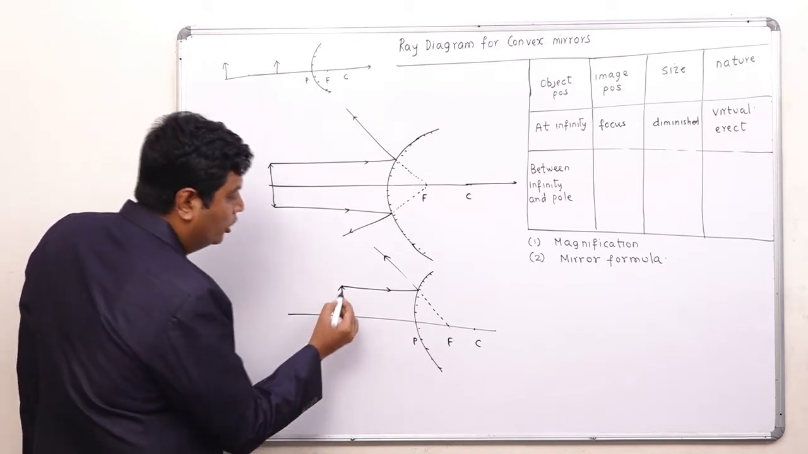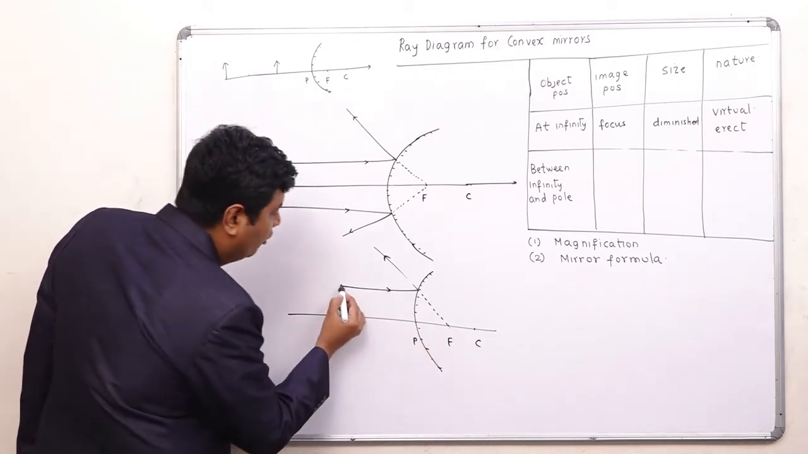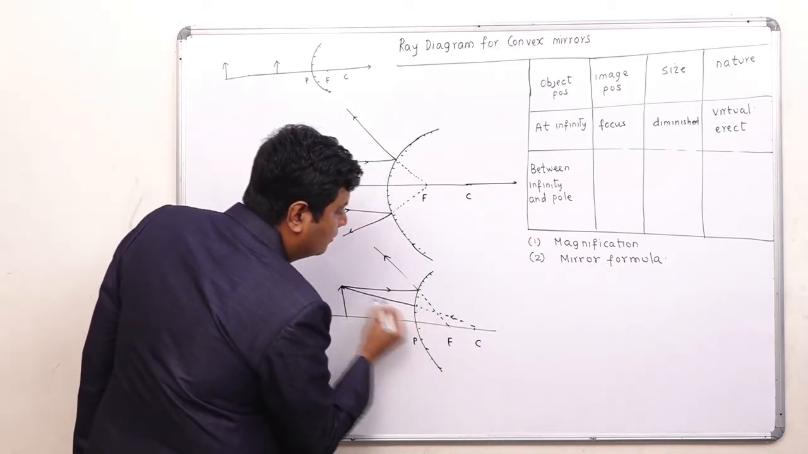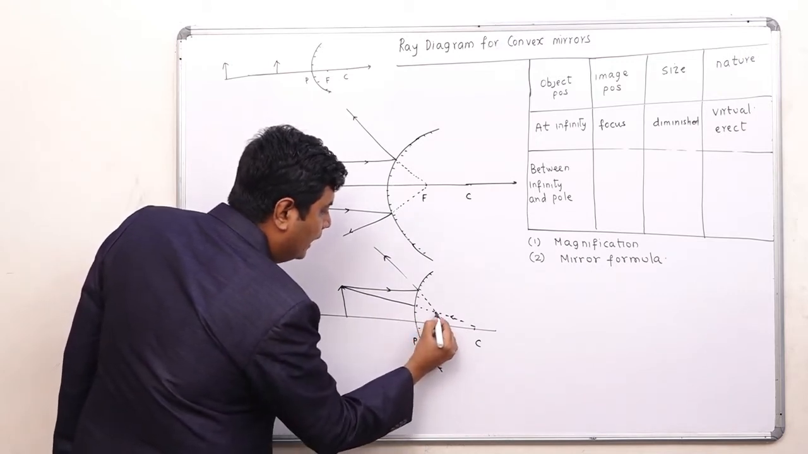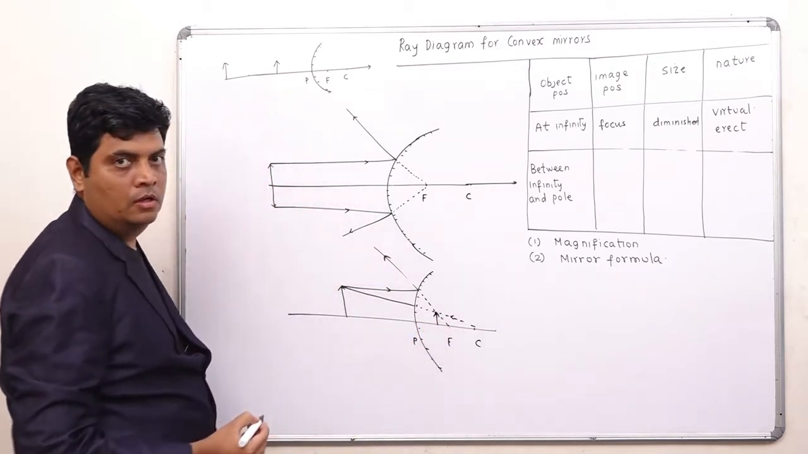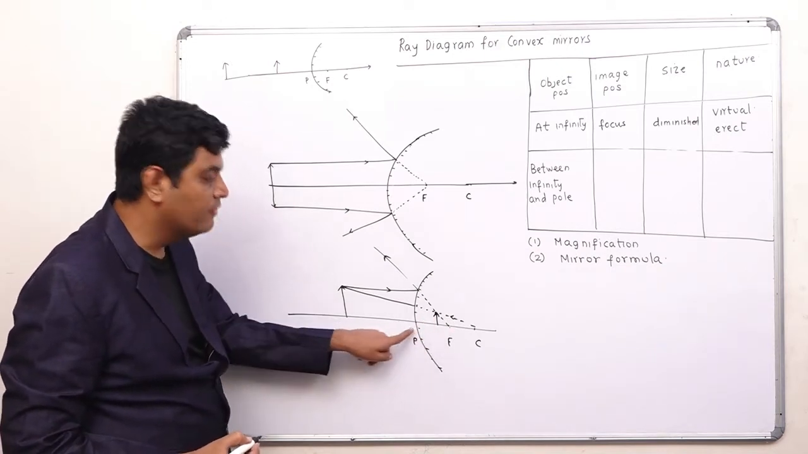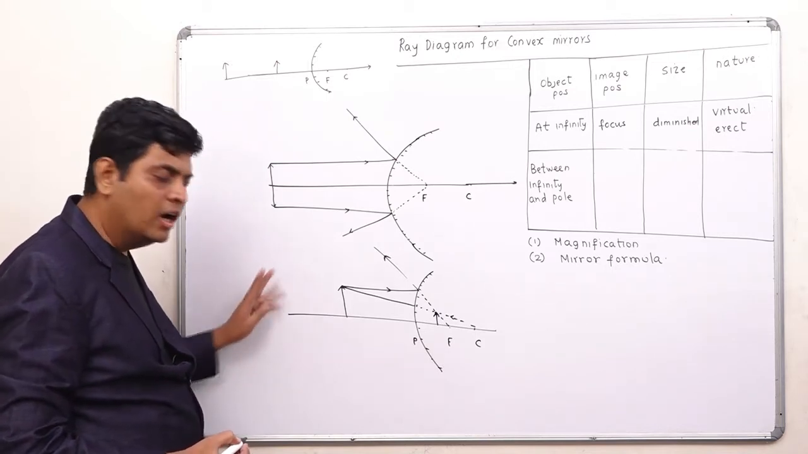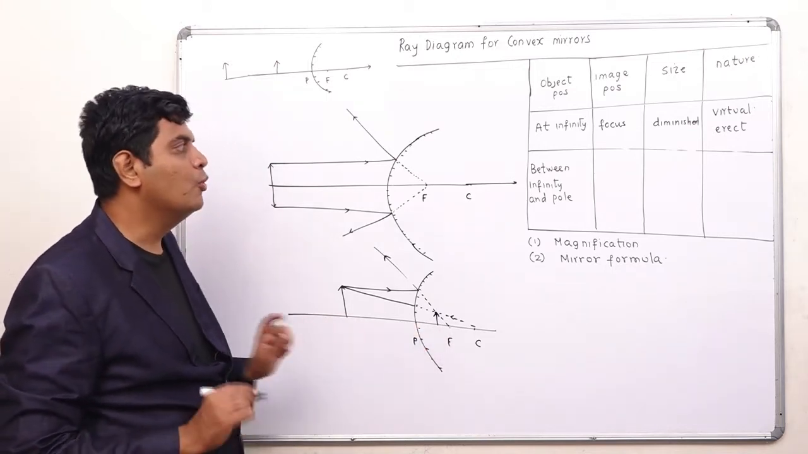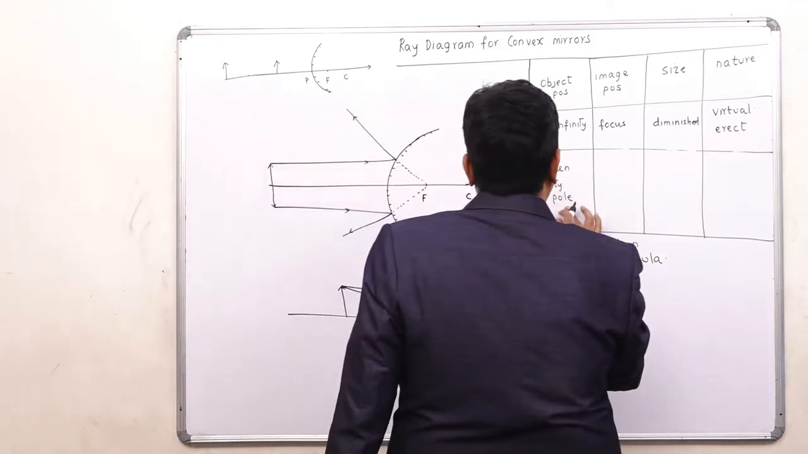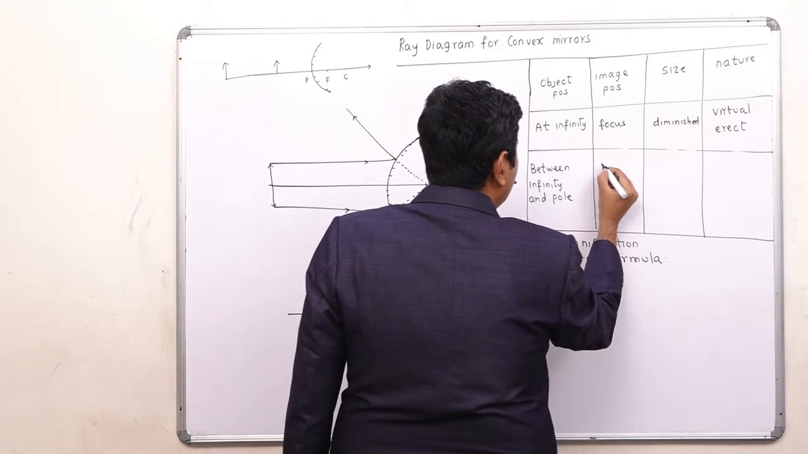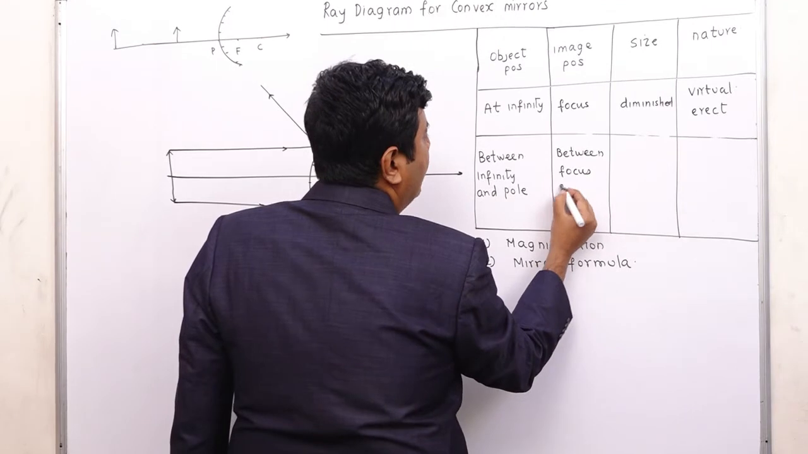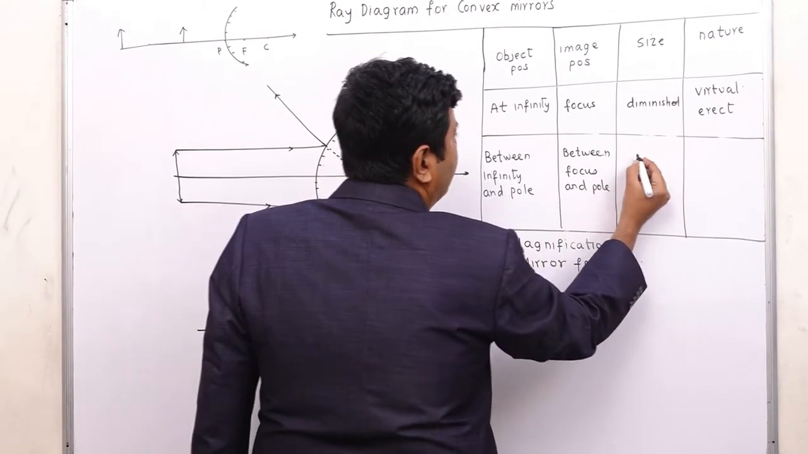Second, you draw a ray passing through the center of curvature, and it will trace the same path. So both the rays are meeting over here. It will be between focus and pole. The image is formed erect between focus and pole. You take any position, always the image will be between focus and pole only. So between infinity and pole, the image position will be between focus and pole. It is diminished.